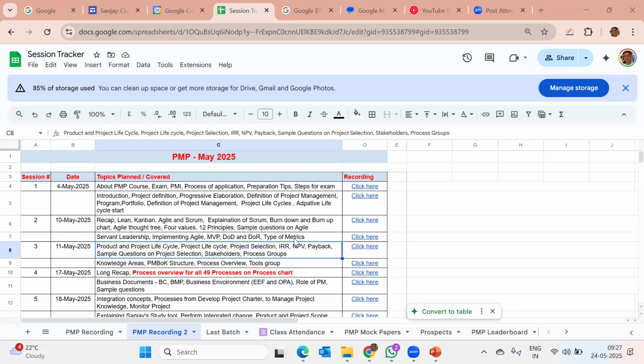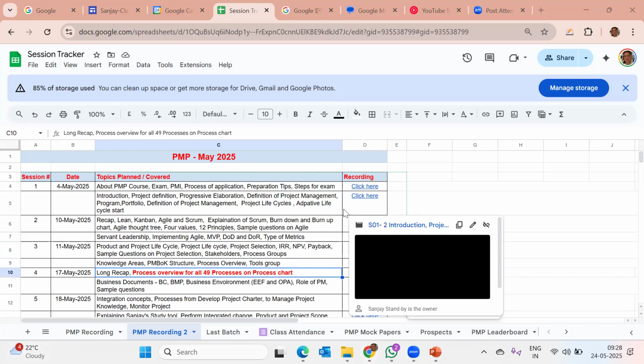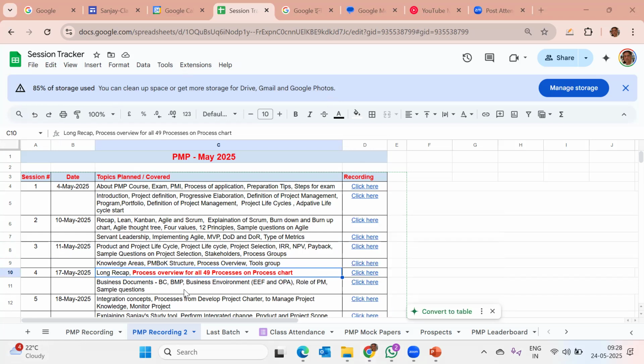So that was the groups, which is what we spoke on the 11th of May, two weeks before. Then came the 17th, which is the last Saturday. We had a process overview for all 49, and that's where I thanked Raj and Raj thanked me about the structure. That was the whole thing we did using the structure. Correct, Raj? Yeah, correct.